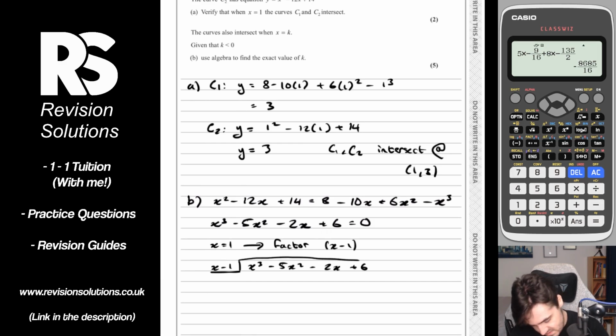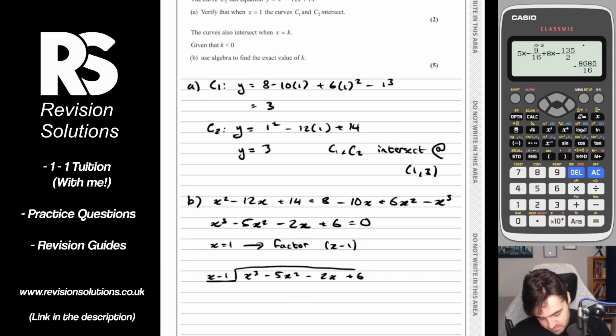Let's move that as well to have a bit more space. So first we do x cubed divided by x. That gives me x squared, so I write an x squared in the x squared column. Multiplying x squared onto our divisor, x squared times x gives us the x cubed, and minus 1 times that gives us minus x squared, and then we subtract off.